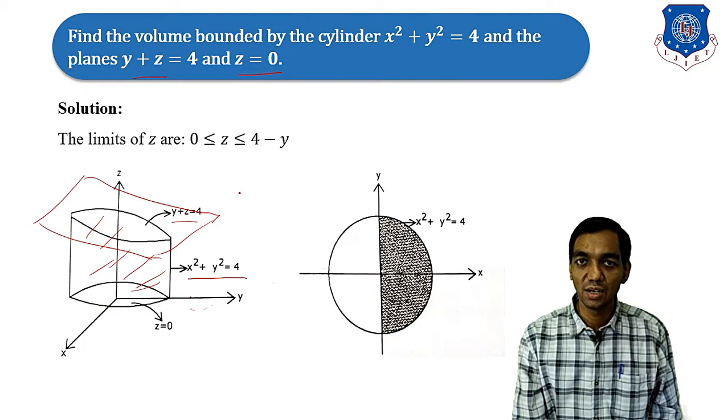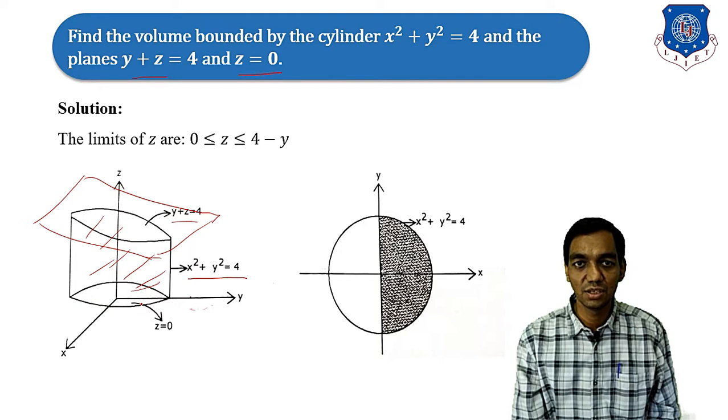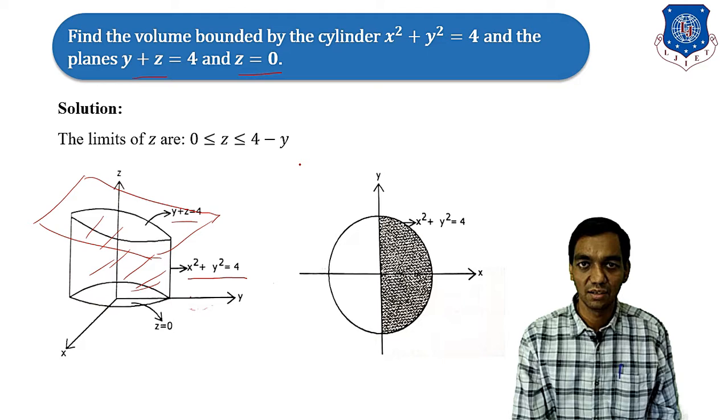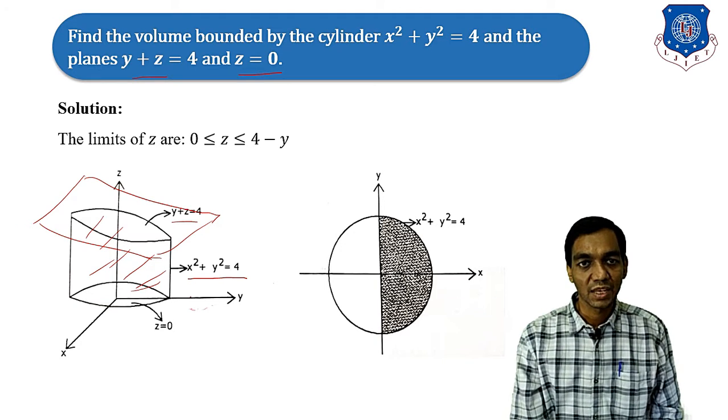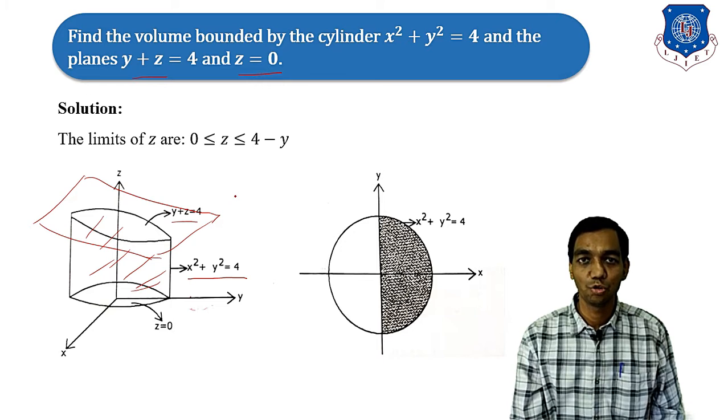So if you are going to find the limits of z, then z is starting with 0, and from this equation you have z is equal to 4 minus y, correct? So this is the first thing you have to find out. Secondly, you have to find out the projection.